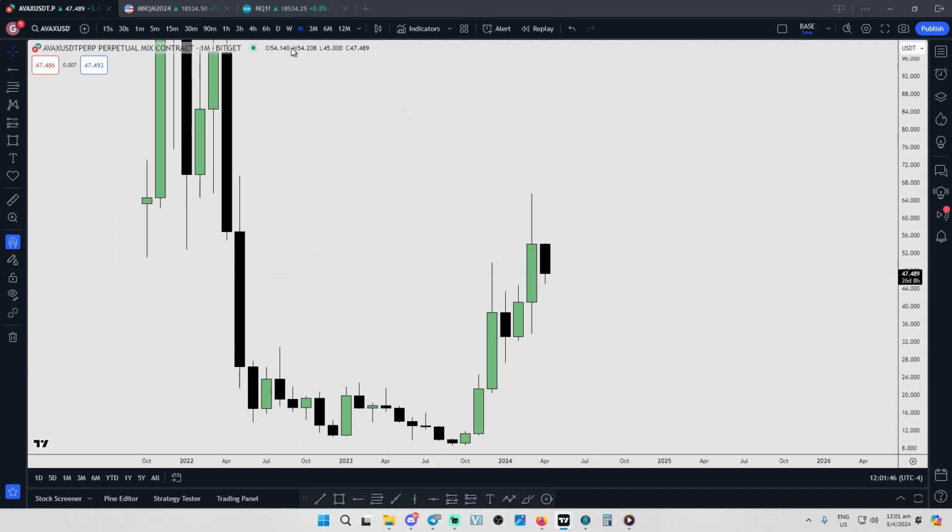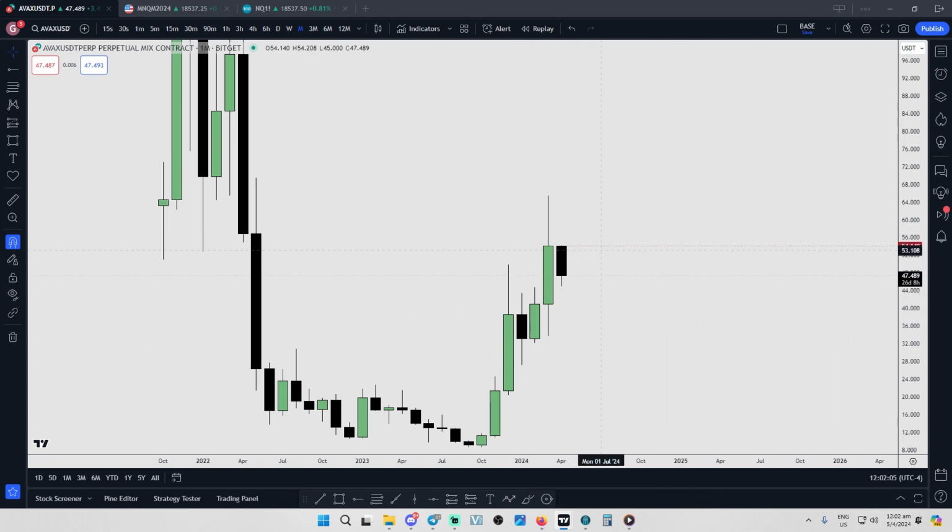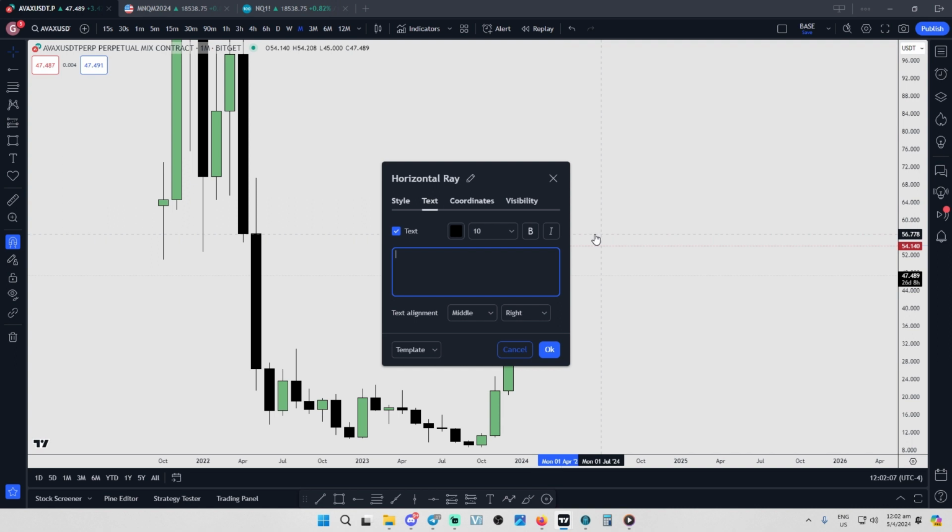Okay, so I'm going to start off on the monthly chart for crypto, because usually for all assets, but especially for crypto, you want to start off on the monthly chart. And at the same time, we are in the first week of April, so that's very important. So I'm going to note the opening price here, the monthly open.